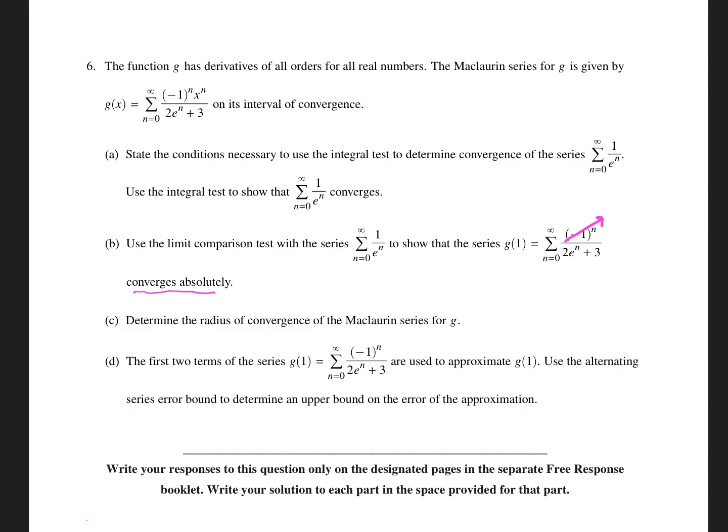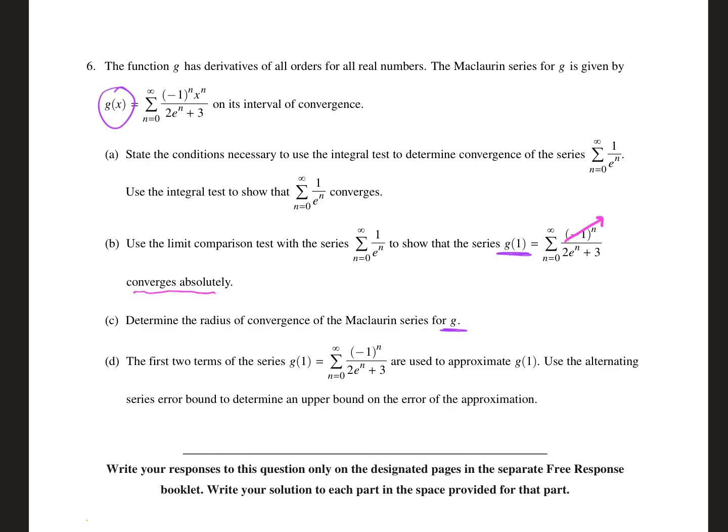Part C, determine the radius of convergence for g. Now this gets kind of weird, but this right here we've been working with was g of 1. Now they're saying go back to g. This is g over here. So we want to find the radius of convergence.